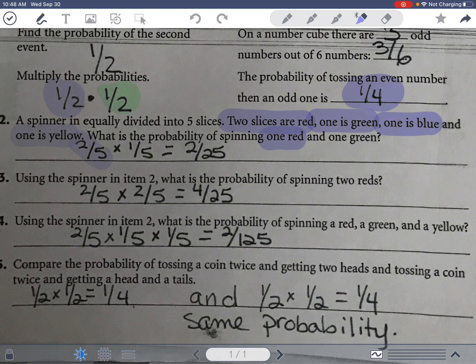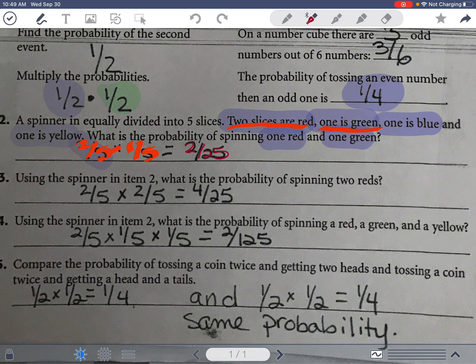Then we say, how about green? Well, there's 1 green, and that is 1/5, 1 out of 5. So we multiply 2 out of 5 and 1 out of 5: numerator to numerator, denominator to denominator, for 2 out of 25. That is our final probability. This is independent. The first event doesn't impact the second event.